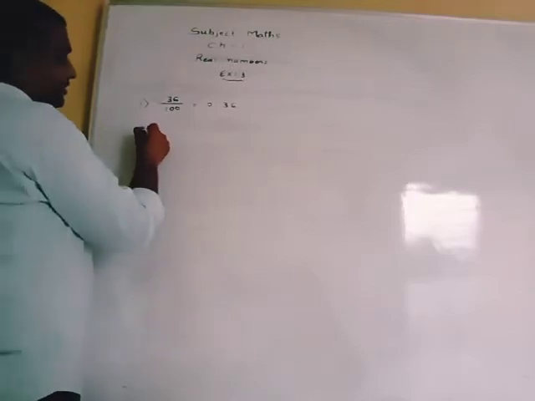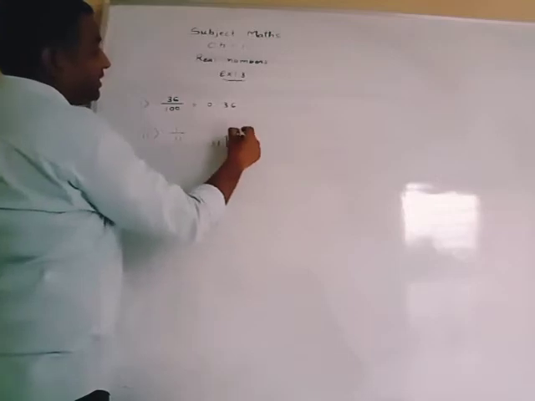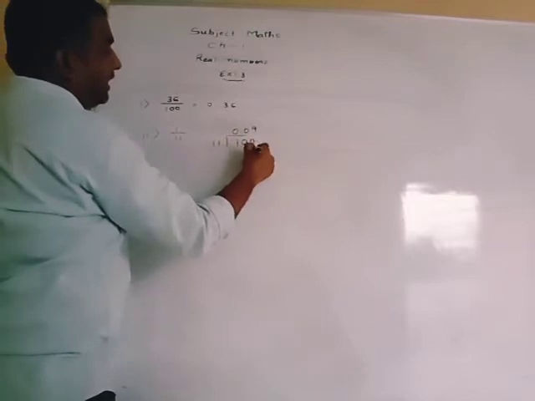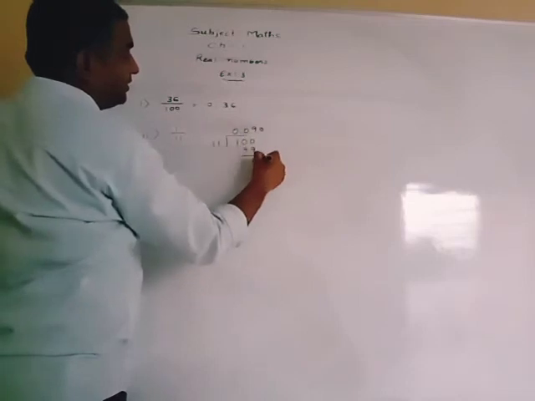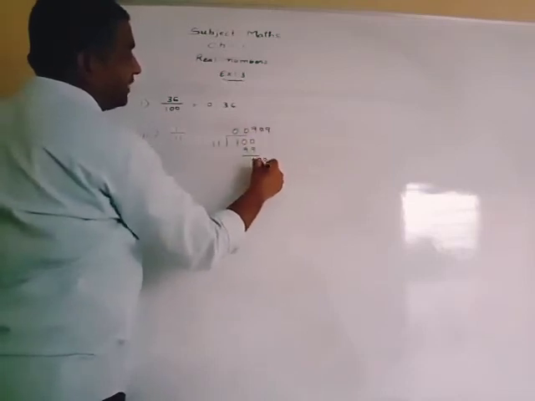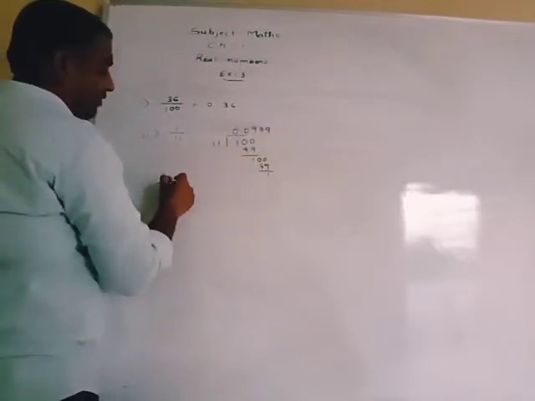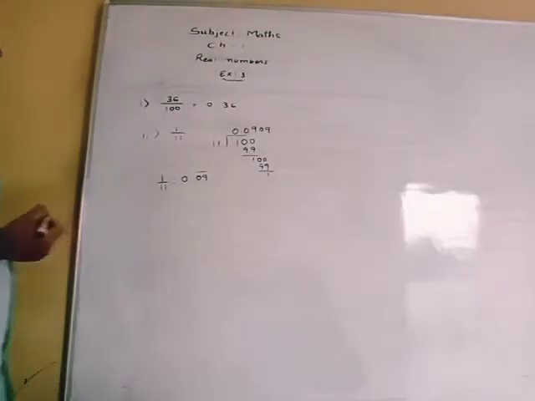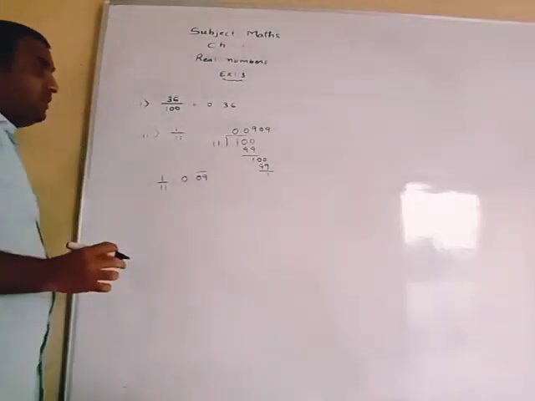Now one more, the second question in that is 1 by 11. So 1 divided by 11: 0s are 0, 9s are 99, 1 again, 0s are 0, again 9s are 99. So we can see that 0909 repeating goes on. So 1 by 11 is 0.09 bar, and so we can say that it is a non-terminating recurring decimal.